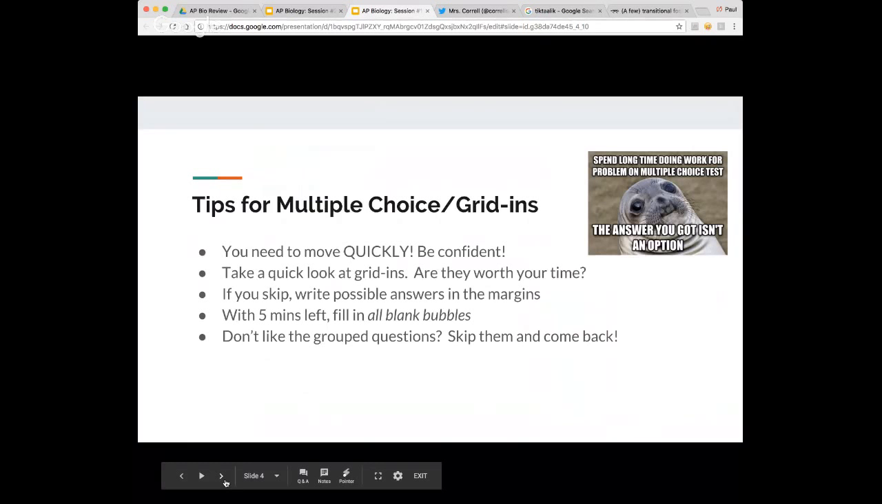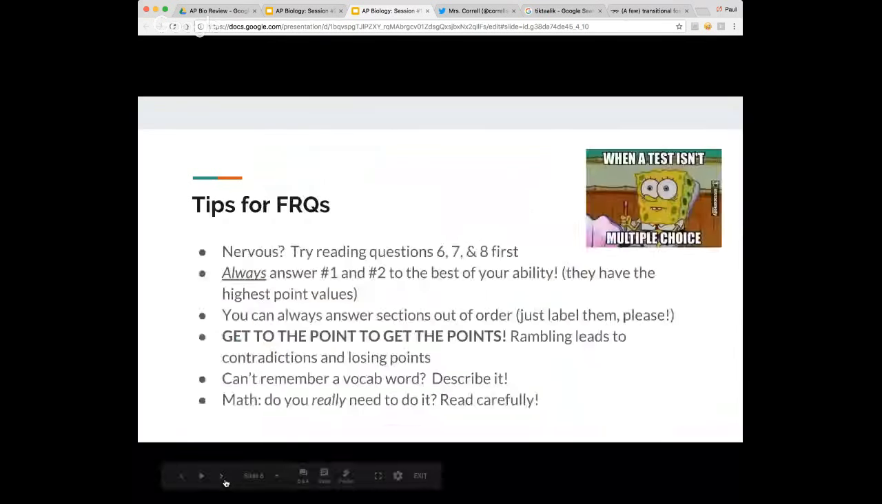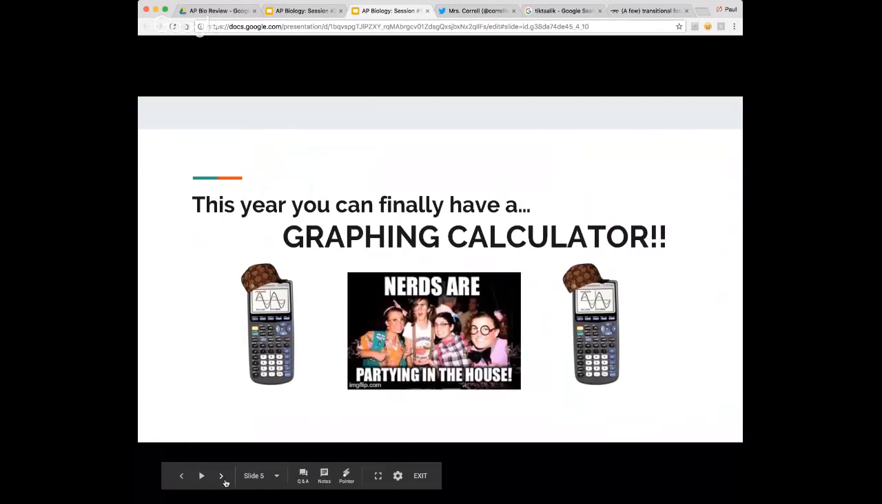That's the problem. All right, good news is this year you can finally have a graphing calculator. Seriously, this has been a big deal for a long time. Graphing calculators were not allowed on the AP bio exam until this year. We've always been stuck with the infamous 4 function that no one likes.